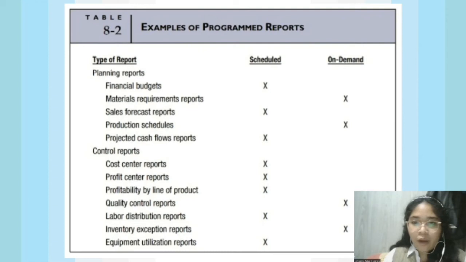For material requirement reports naman, on-demand siya kasi hindi siya gagawa ng report if hindi ka kailanganin. For example, a company who's hosting an event, usually need nila ng mga materials and gumagawa sila ng report based sa kung ano lang yung kakailanganin. The report here is made because it was triggered by an event and not because of the passage of time.